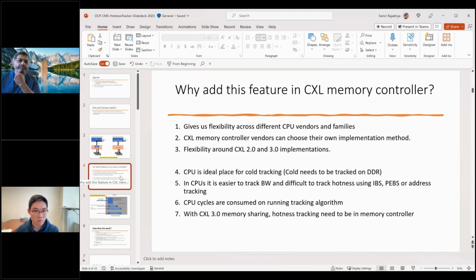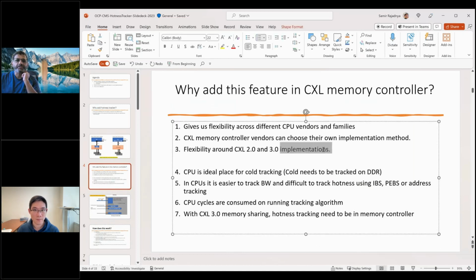And again, we are keeping it independent of implementation through this OCP work. We are mostly focused on the interface, and it also gives us flexibility around when people build systems. You might have a CXL 2.0 CPU and a 1.0 controller, or a 3.0 CPU and a 2.0 controller. So it gives us flexibility around mixing and matching CPUs and controllers. So that was another point.